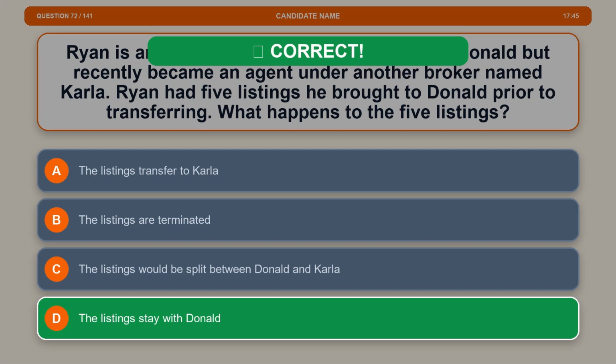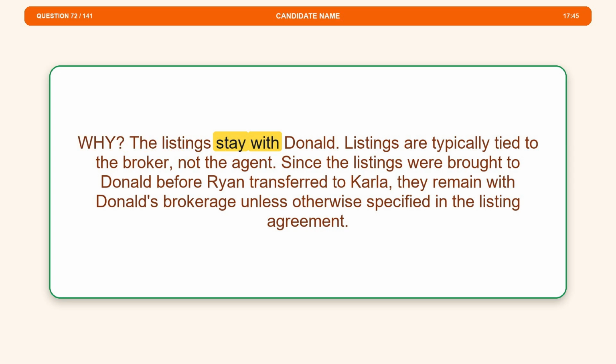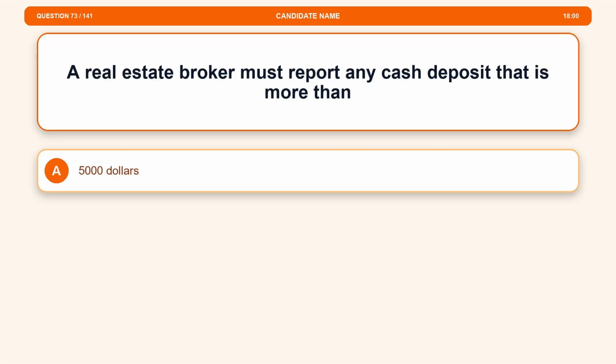The correct answer is option D. The listings stay with Donald. Listings are typically tied to the broker, not the agent. Since the listings were brought to Donald before Ryan transferred to Carla, they remain with Donald's brokerage unless otherwise specified in the listing agreement.